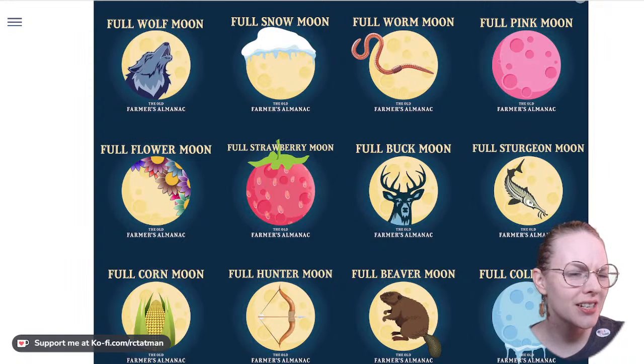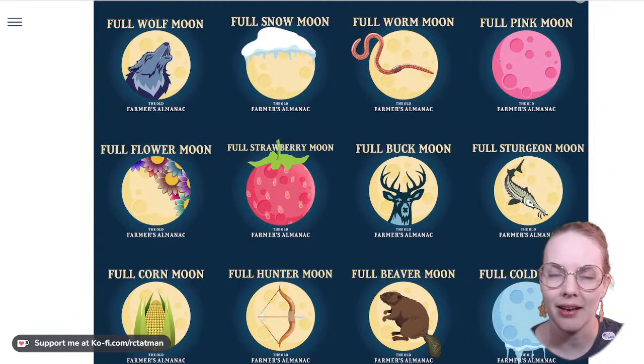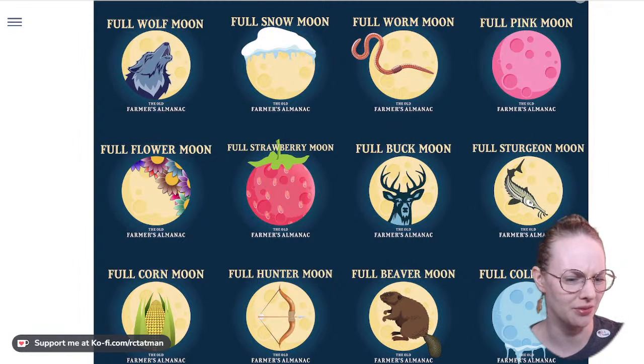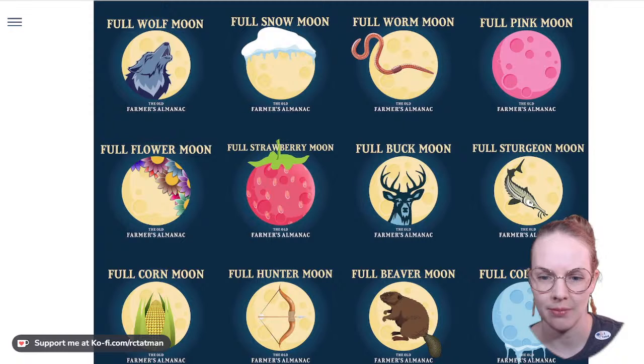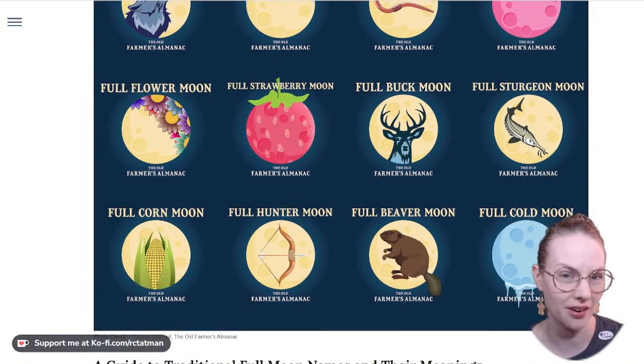Do we get sturgeon? Maybe we get them in the James, but certainly not above the fall line. I wouldn't imagine. They're really big. You get them in the James. I don't know that you get them up in the mountains, so I don't know that you would have a moon named after something that doesn't occur there, right?